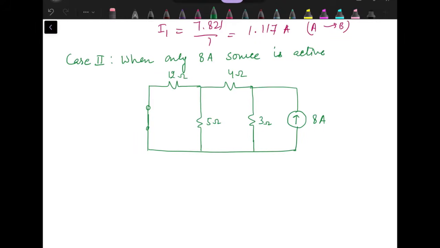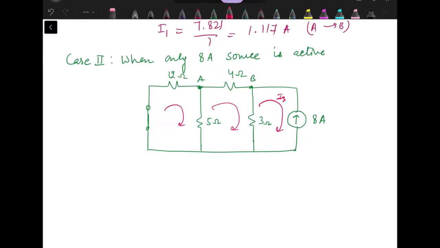And we are interested in finding out the current through 4 ohm resistance. Now here again we have different choices. We can apply mesh analysis. If we go with mesh analysis, first mesh, second mesh, third mesh, though we get the answer of third mesh current directly, that will be, if I assign this current as I3, then it will be minus of 8 amperes.